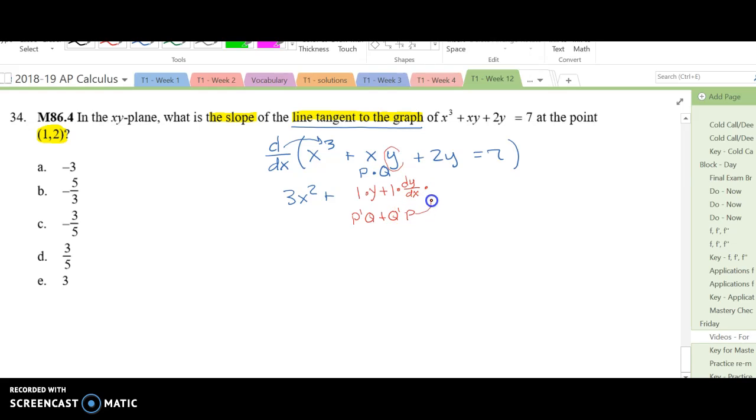times p, which was x, plus the derivative of 2y will be 2, but again, since we're taking the derivative with respect to x, we're going to have dy/dx, and this will all equal the derivative of 7, which is 0.